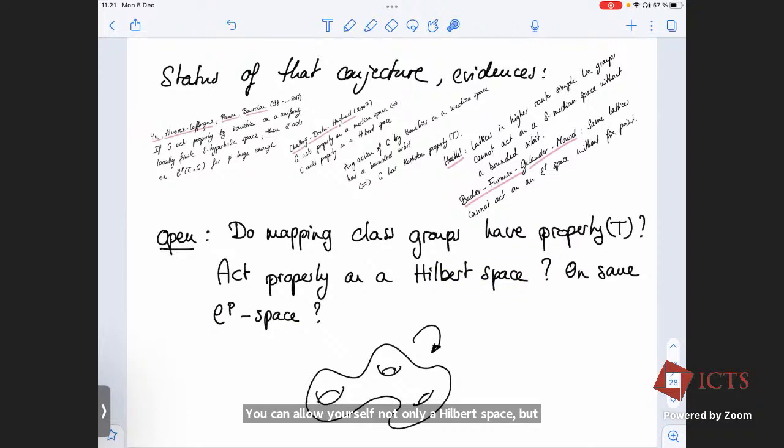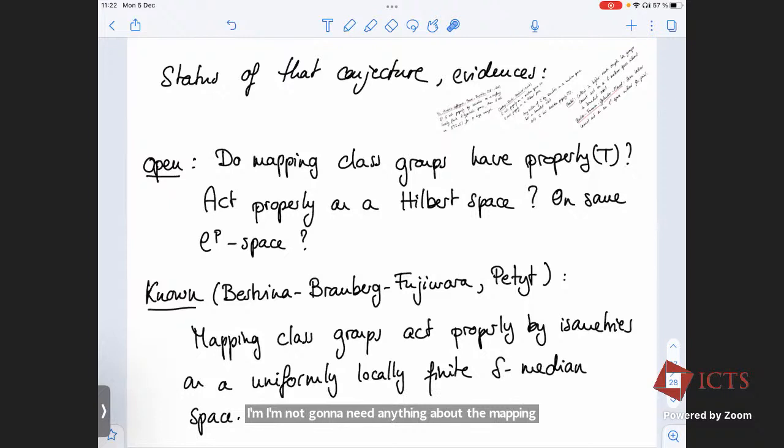And it will not settle the property T question, but it would still give you some information. So this is my picture of the mapping class group. It's homeomorphisms of a surface modulo the ones that are isotopic to the identity. Anyway, I won't need the group. I'm not going to need anything about the mapping class group. The only thing that I'm going to need about the mapping class group is those results.